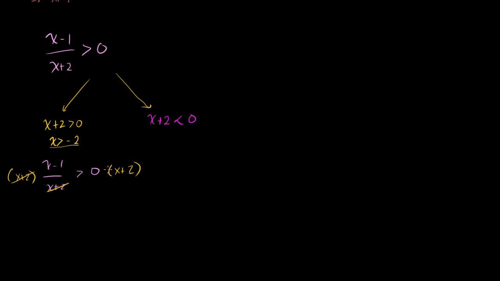These cancel out. 0 times x plus 2 is just 0. And then you're just left with x minus 1 is greater than, this just simplified to 0. Solve for x, add 1 to both sides, you get x is greater than 1.